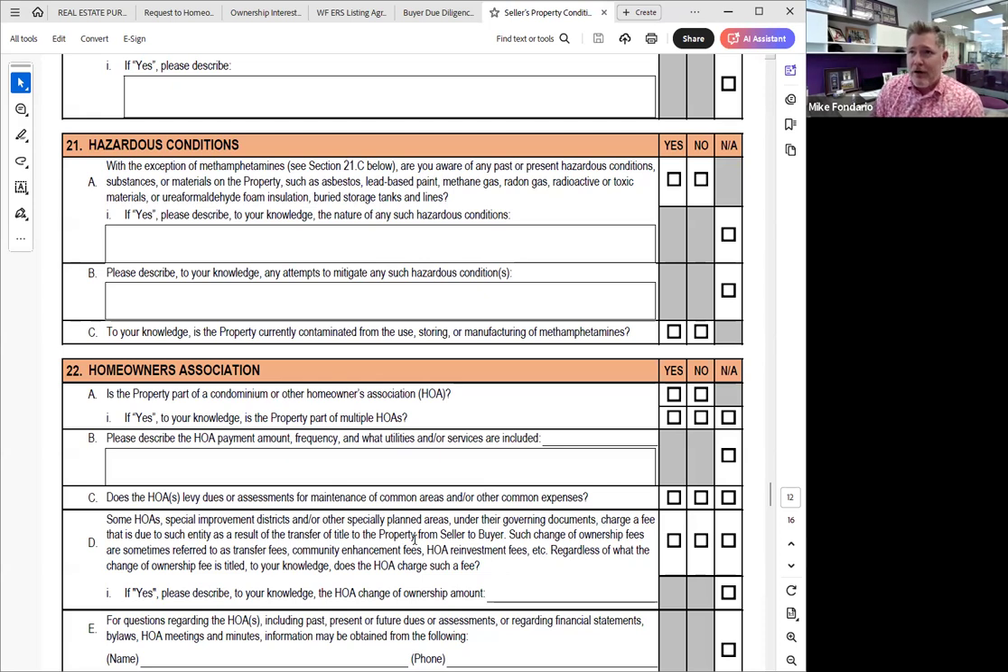To your knowledge, is the property currently contaminated from the use, storing, or manufacturing of methamphetamines? I think we all know this, but you will notice the question is whether the property is currently contaminated. This is one of those sort of touchy issues with meth. We get it remediated. Do we disclose? The bottom line is that you are not required to disclose the remediation of meth, but it is probably not a bad idea to think about it.